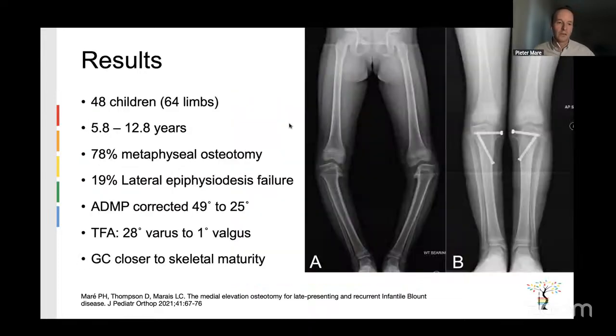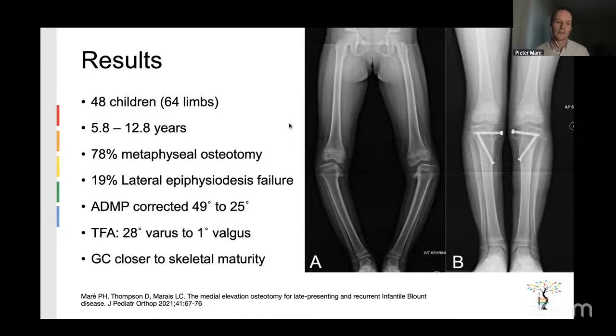So we looked at 64 limbs in 48 children, ranging from 5.8 to 12.8 years, approximately 80% having an accompanying metaphyseal osteotomy. We had a 19% lateral epiphysiodesis failure, which emphasizes the importance. We were able to correct the ADMP from 49 degrees to 25. And it's important to understand this is not the arthrogram depression. This is looking just at the ossified part, so this likely overestimates the extent of the true depression.